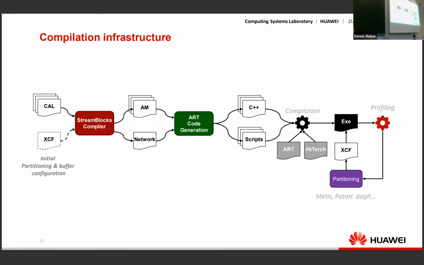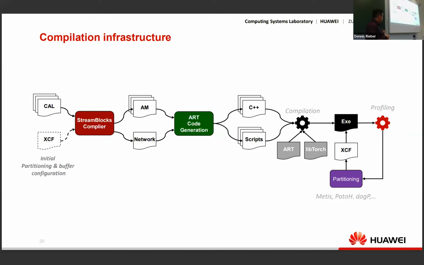So for Streambox, the Streambox compiler will take the CAL files, so the CAL actors, and the representation of the network. It can take an initial partitioning if we want. Then we create the actor machines, as I showed you. This will define the execution of our actors, and it's an intermediate representation. From this intermediate representation, we generate code, in this case C++ and some scripts for compiling it. Then we compile the program and link it with ART, our runtime, and we can also link it with Torch for retrieving its operators. Libtorch is a C++ library, and PyTorch is based on libtorch.